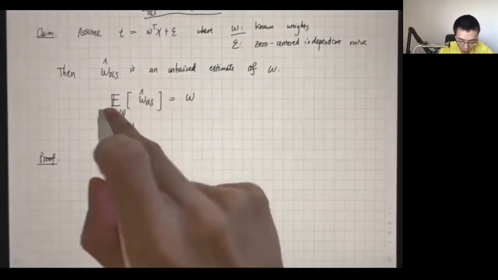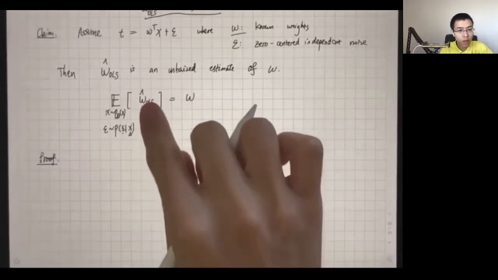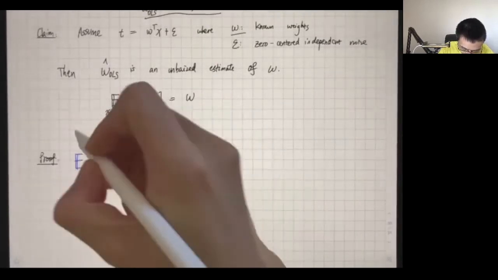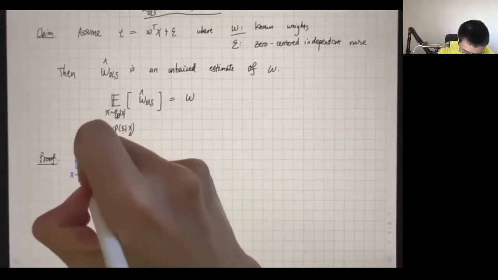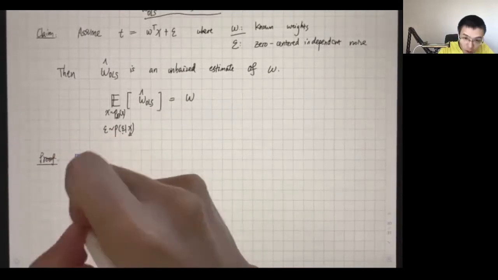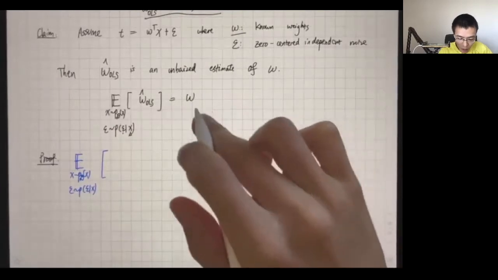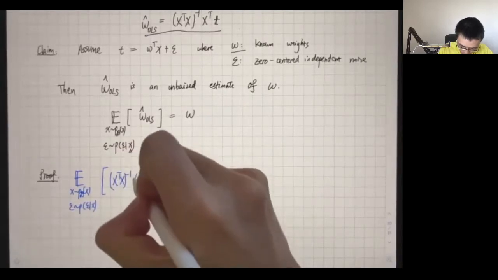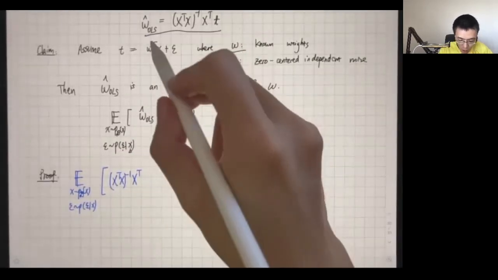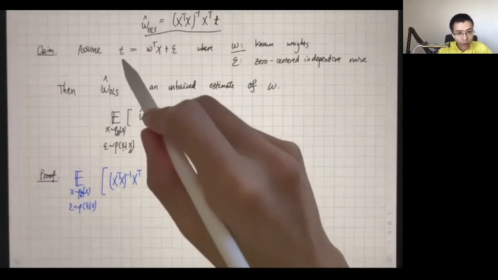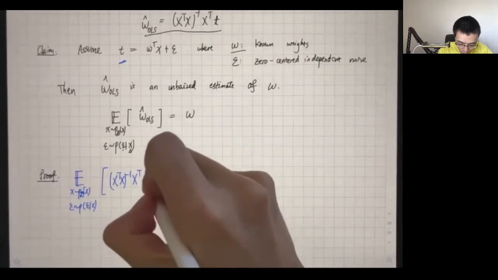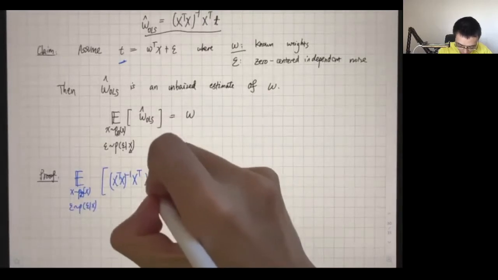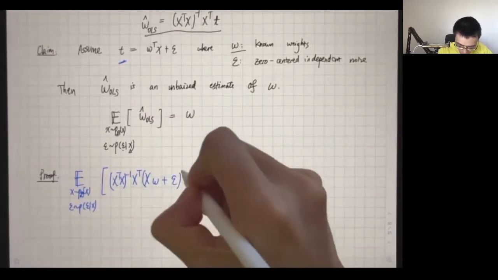It's not difficult to show that the expectation is just omega. The only thing you need to do is plug in the estimate, and then compute the expectation. I plug in the ordinary least squares solution, which is (X transpose X) inverse X transpose t. t is just omega transpose x plus epsilon, but that gives one single t, and now I need a bold t, which is a vector. So we need the matrix-vector notation, which is X omega plus epsilon.